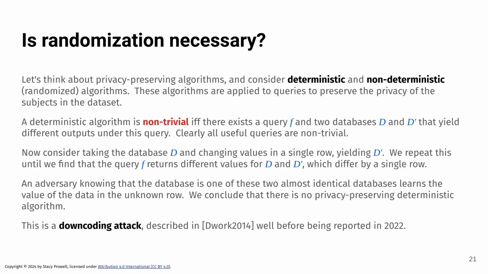So that means F is a query that allows me to distinguish between D and D prime based on a single row. Okay? An adversary, knowing the database is one of those two, learns the value, or at least constrains the value, of the unknown row. So they've learned something about a single row or a single entry, a single individual in that database. And they conclude there's no privacy-preserving deterministic algorithm because of this. And unsurprisingly, this is essentially the downcoding attack that was reported in 2022, in this case reported well before in 2014. So what this says is deterministic privacy-preserving algorithms, it's not the way to go, right?